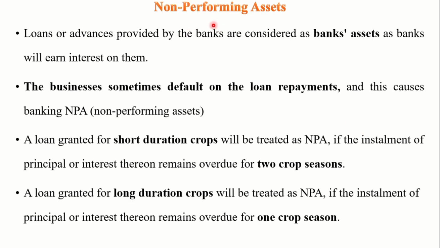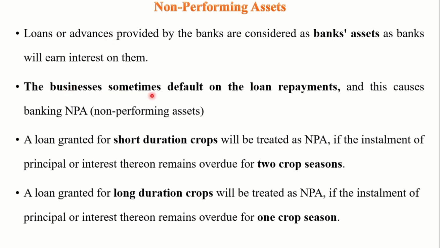First of all, we are going to see what is meant by assets. Assets from the common man's point of view: house, car, land are the assets, and from a businessman's point of view, land, building, equipment, machinery are the assets. But from a banker's point of view, what are the assets? Loans and advances are the assets. Why? Because loans and advances provided by the banks are considered as a bank's asset, as banks will earn interest on them. That's why loans and advances are the assets from a banker's point of view.